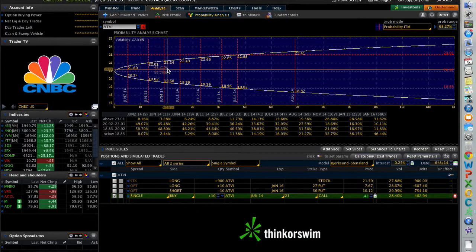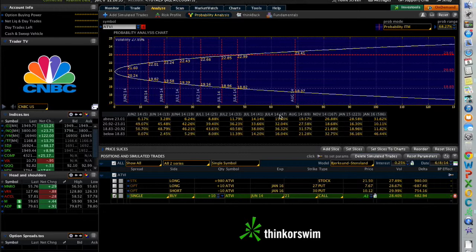Probability analysis. This will tell you the probability of the price range right here of being in the money. So if you look at the $20.92 range to $23, you look over here, these are your option contract expirations.